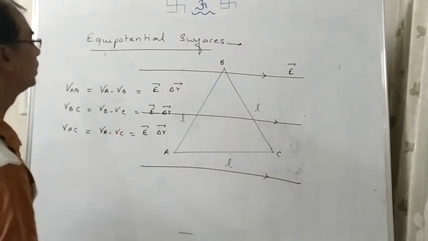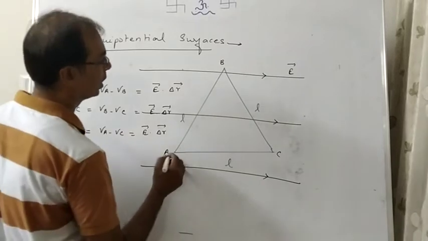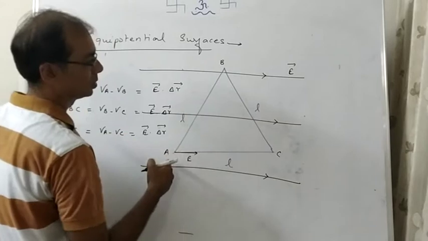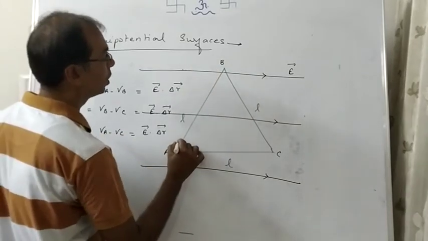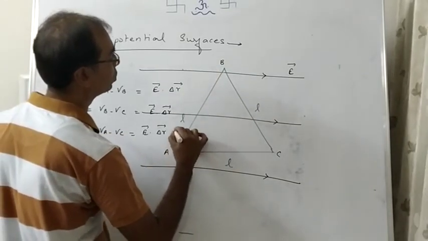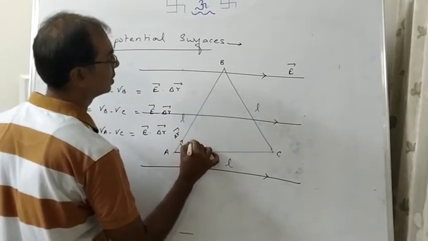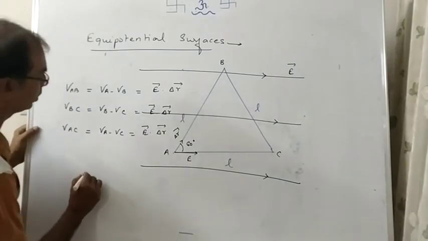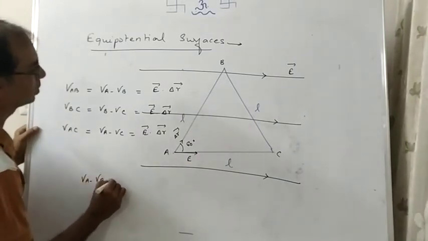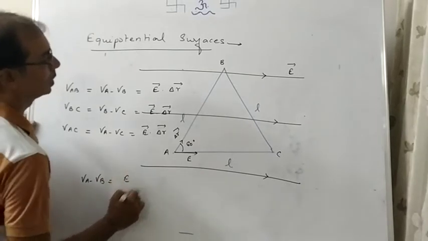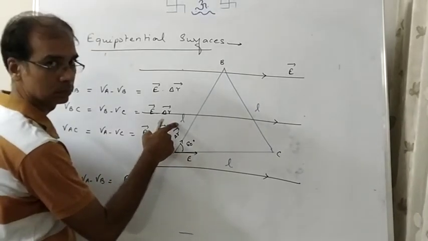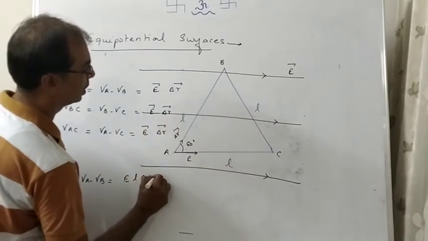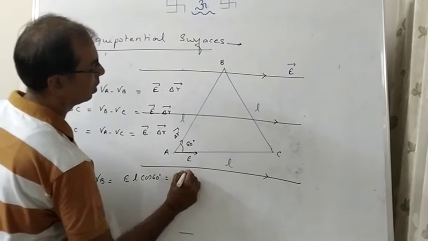So VA minus VB: we know that the electric field is in this direction, but I am moving along this direction. So what is the angle between the two? Angle is 60 degrees. Right? So VA minus VB will be E into dr, and the dr value is L. So E into L into cos 60. What we are getting? EL by 2.